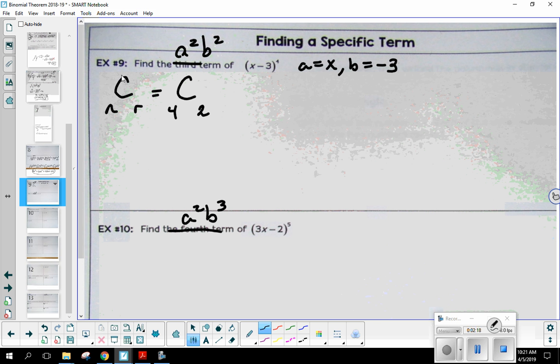Well, we're looking for the a squared b squared term. So the term that represents a, I'm going to square it. I'm just going to replace it. So I want b squared, so I'm going to say negative 3 squared. And now we just need to simplify and end up with whatever term we do. But how do we solve a combination? What was that formula again? And let's say in terms of n and r. N factorial.